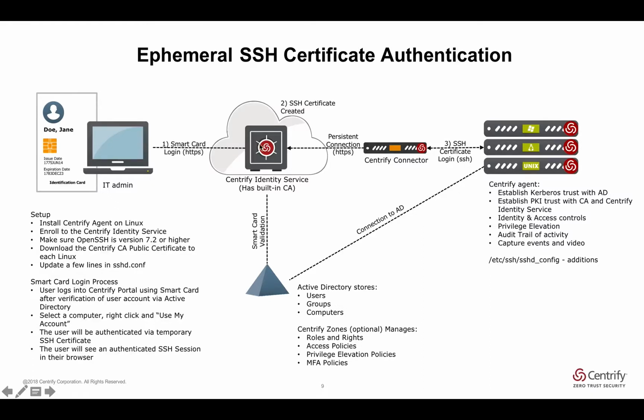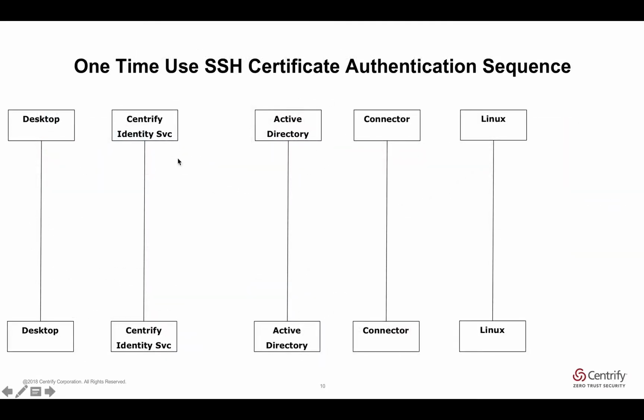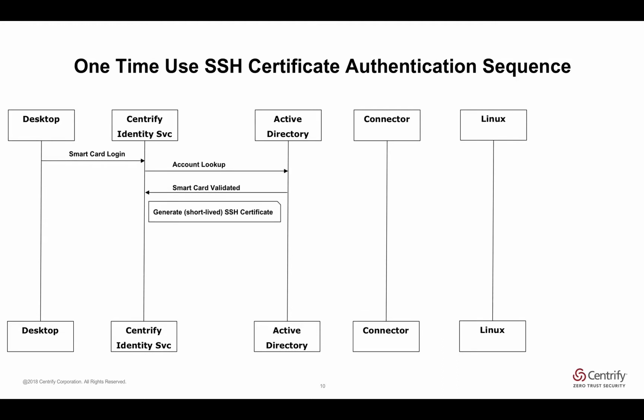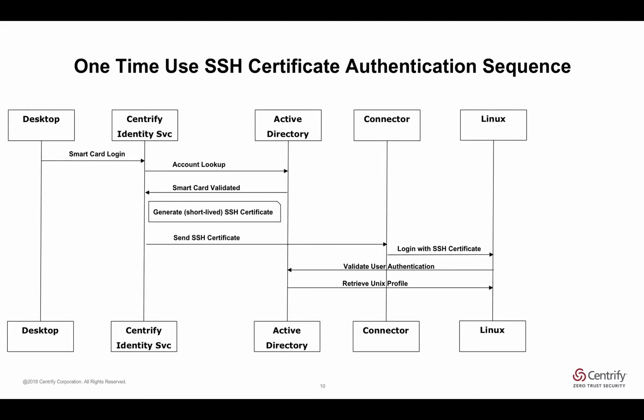Basically, we're logging in, and we're getting that connection back to AD if we're doing the full AD agent, so we get that Kerberos trust and everything. The Centrify zones is optional. Remember, I logged into the AWS Linux machine without Centrify zones. And here's a little more on the authentication sequences. Basically, again, smart card login, and then the account lookup. Smart card's validated. We generate that short-lived certificate, send that certificate down, log in with the certificate, and of course, we're running with the full privilege management, full AD agent. We're going to validate authentication and retrieve that Unix profile stored from AD. So now I'm successfully authenticated.